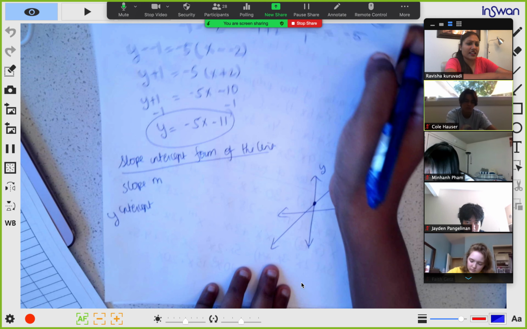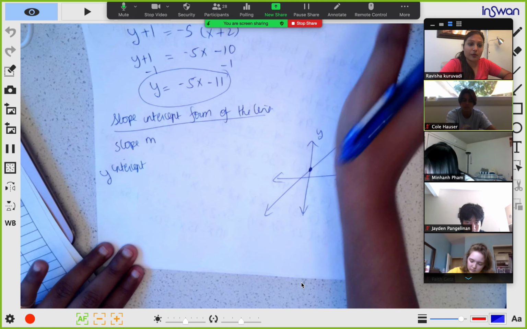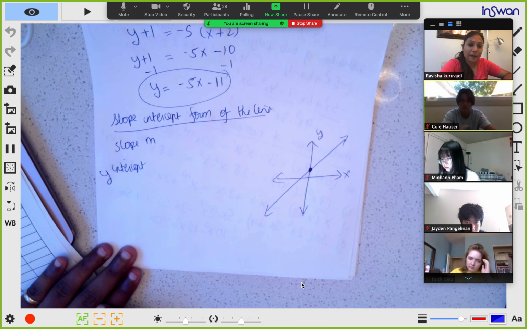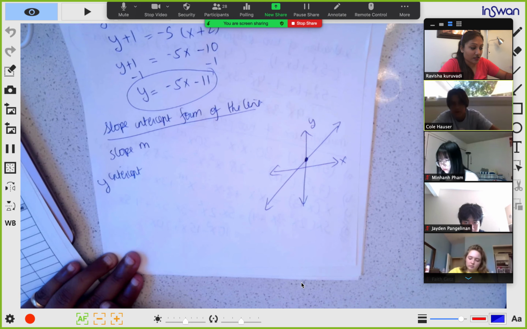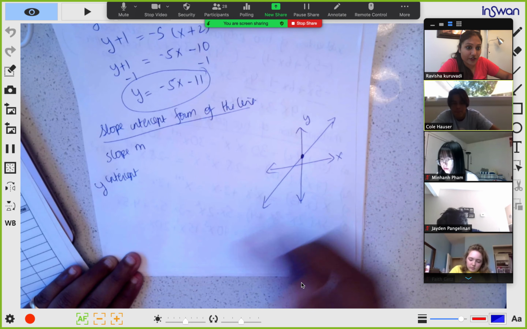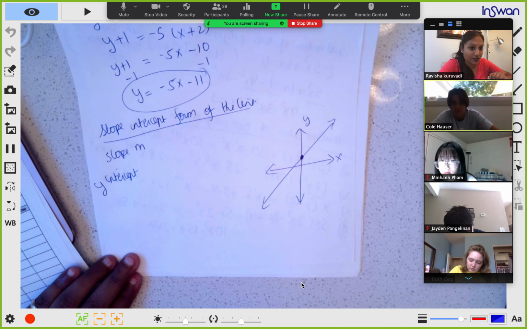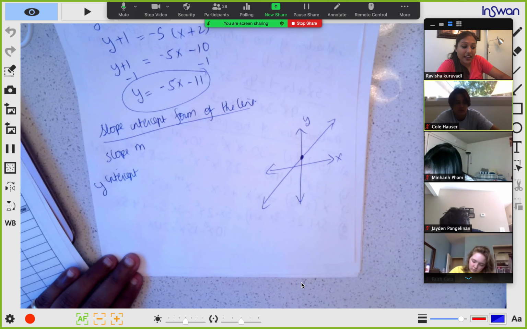Cole, what do you know about y-intercept? One property of y-intercept. It's labeled as b in slope-intercept form. So what happens to my x in y-intercept? It's always 0. Perfect. So your x will always be 0.